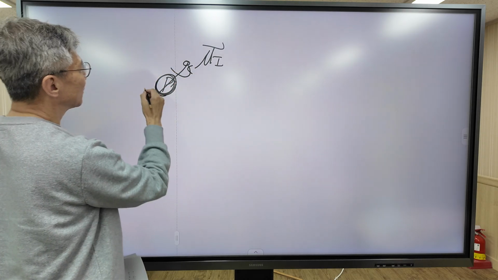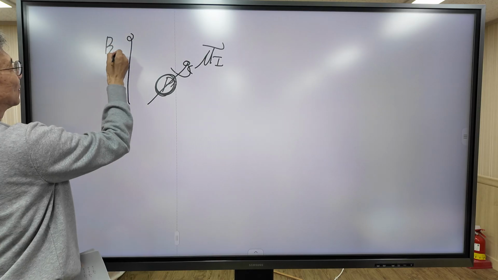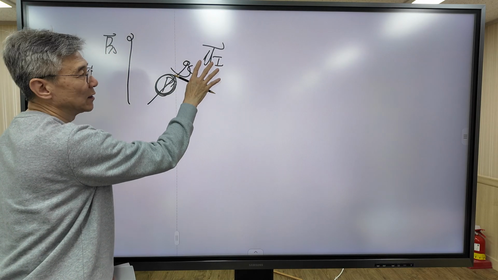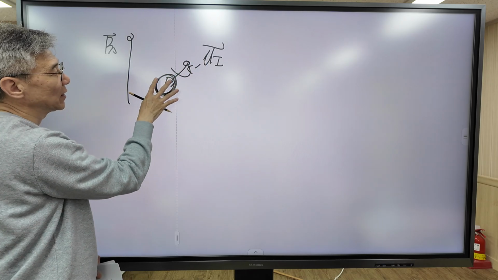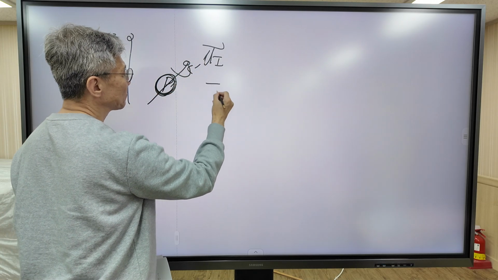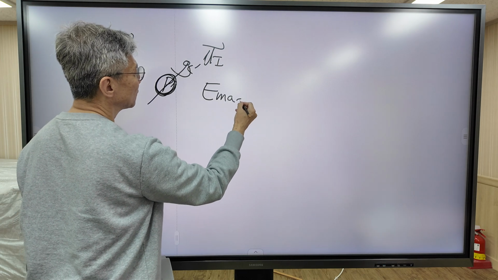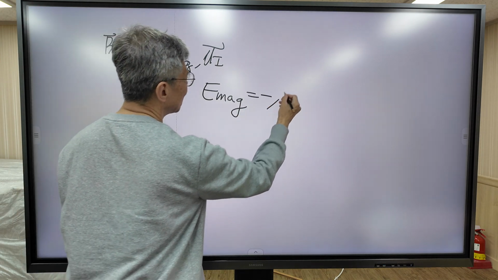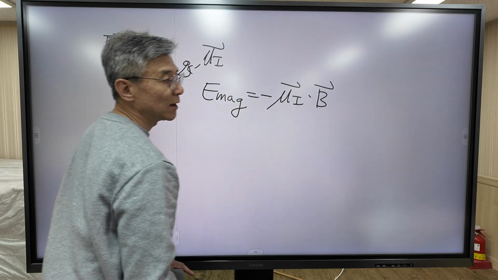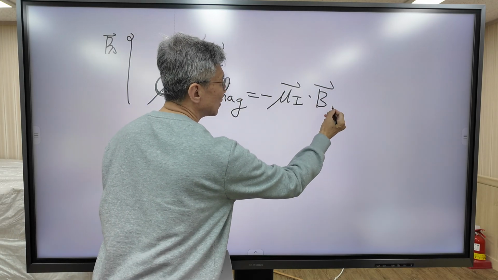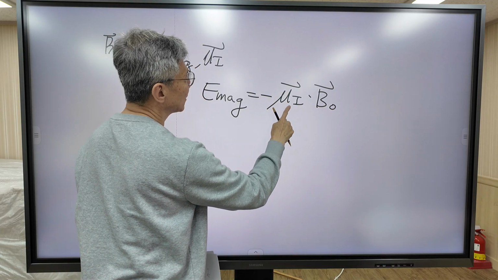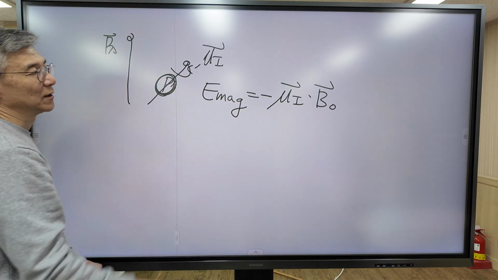When you apply a magnetic field, this magnetic field interacts with the magnetic moment generated by the spinning nucleus. So magnetic energy, according to physics, follows this formula. This is the applied magnetic field. This is the magnetic moment generated by the spinning nucleus.